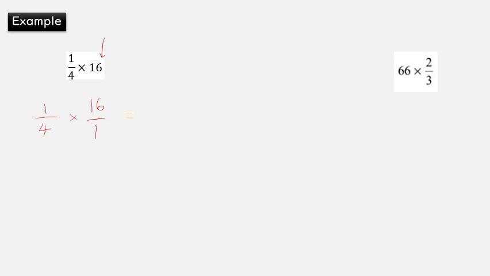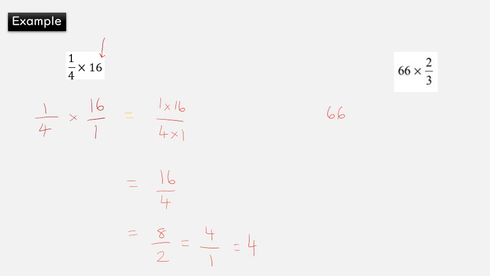So then I would proceed by timesing the numerators, 1 times 16, timesing the denominators, 4 times 1, and we'd get 16 over 4. Can I simplify that? Well, I could divide by 2, and I can divide both the top and bottom by 2 again, 4 over 1, so that's going to be 4 in total. Let's just look at one more example.